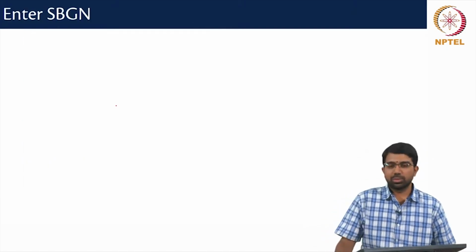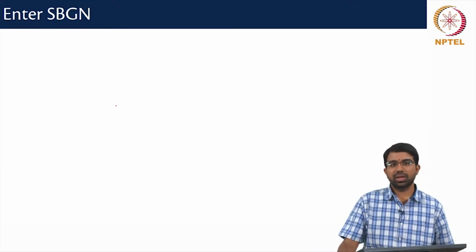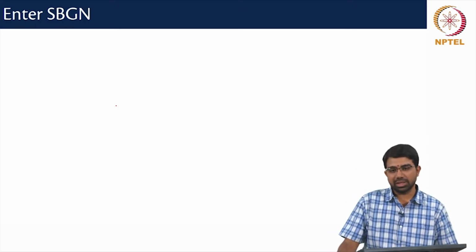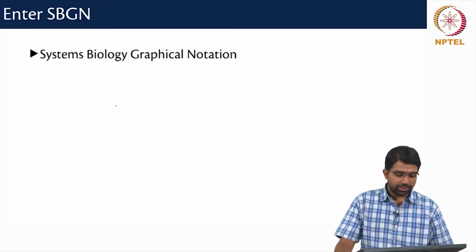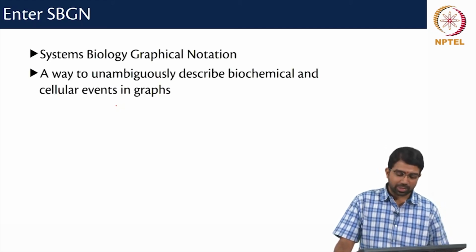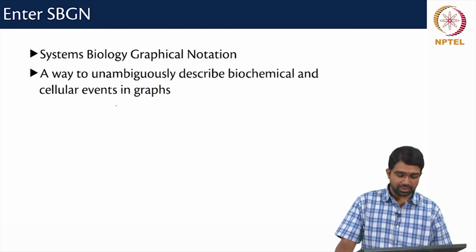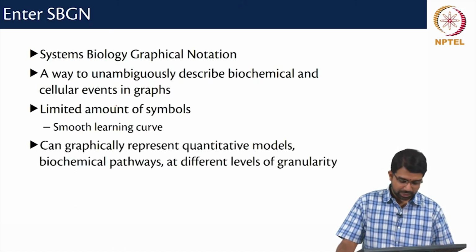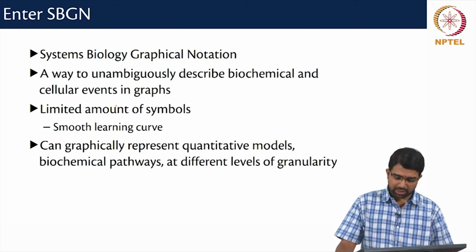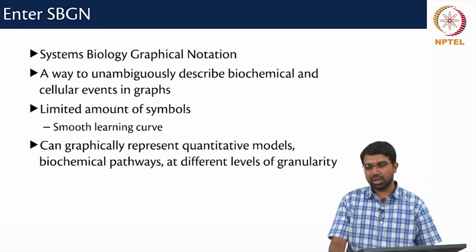So, to basically surmount this issue, there came SBGN, which stands for Systems Biology Graphical Notation. It is a way to unambiguously describe biochemical and cellular events in graphs, with a limited amount of symbols, therefore you have a smooth learning curve, and you can graphically represent several quantitative models of biochemical pathways at different levels of granularity.